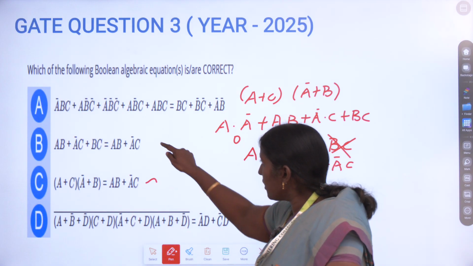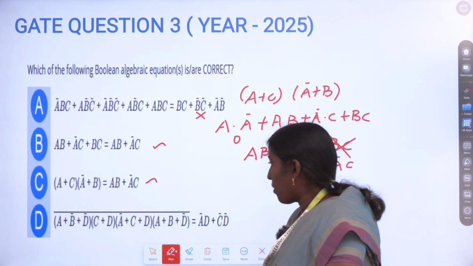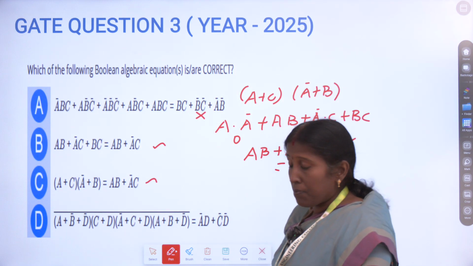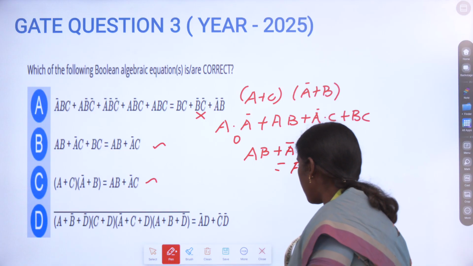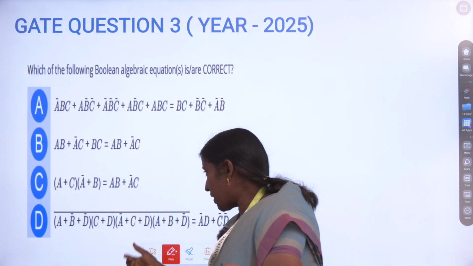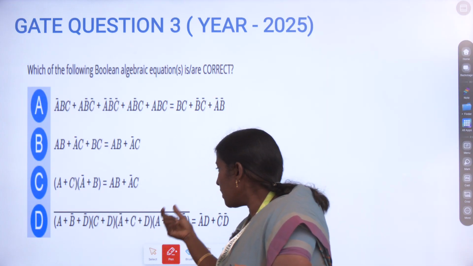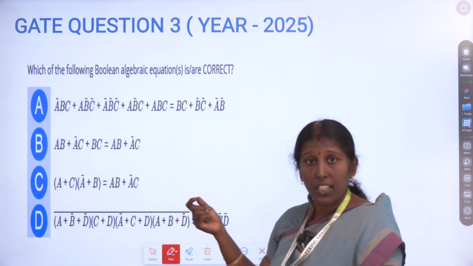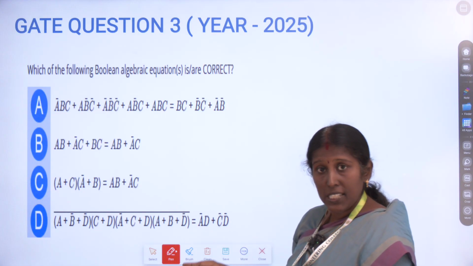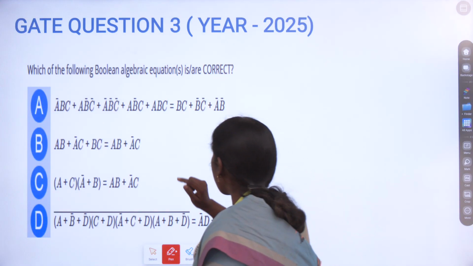So this choice is right, this choice is right, and we found that this choice is wrong. Let us go with the last option. Let me expand this by De Morgan's theorem. We already know what De Morgan's theorem is: A dot B dot C dot D, the whole bar, will be equal to A bar plus B bar plus C bar plus D bar. Using this, I am going to expand this equation.